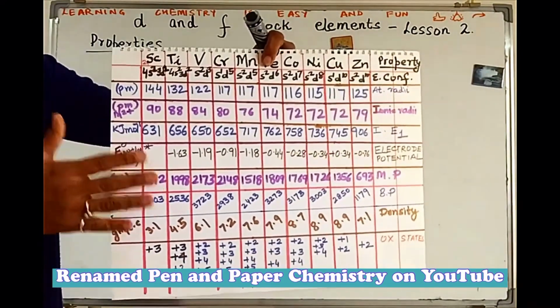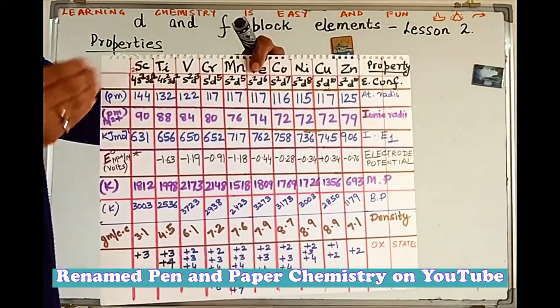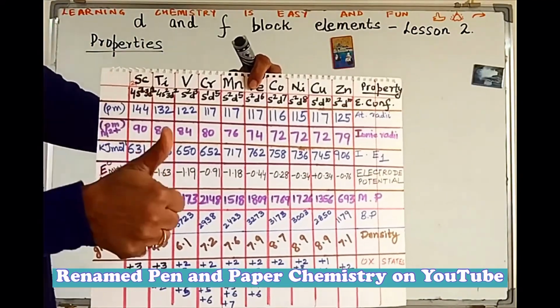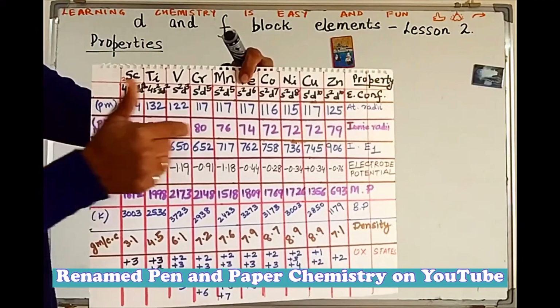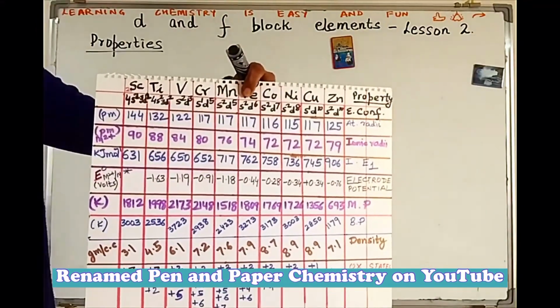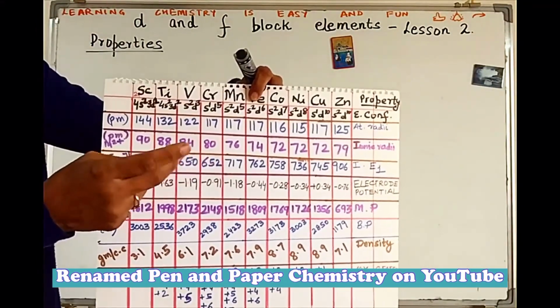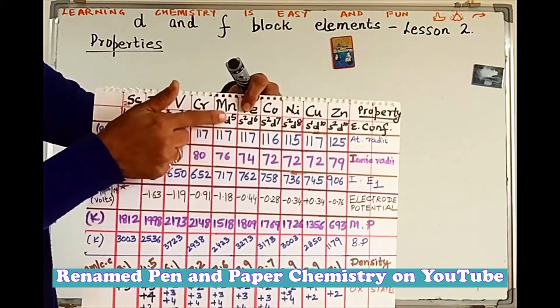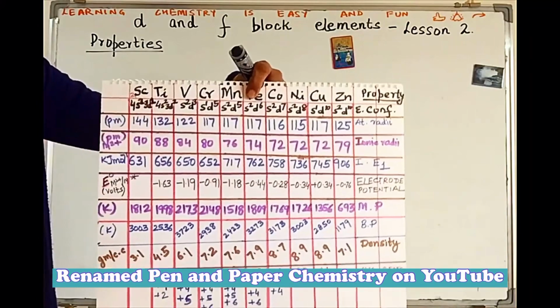Now with this chart I have an overview which will help us to understand the properties based on the electronic configuration, right? So one, with the help of this chart we will be able to see the variation in the properties. Second, we will be able to correlate the variation with the electronic configuration.